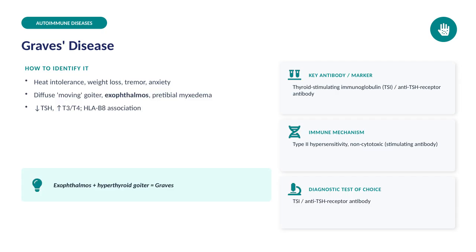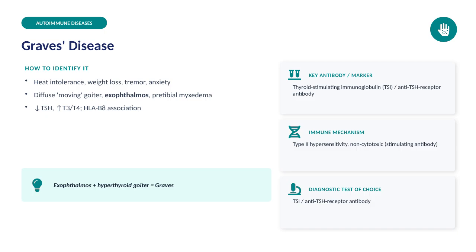Graves' disease typically presents with symptoms such as heat intolerance, unexplained weight loss, tremors, and anxiety. On examination, you might notice a diffuse goiter that feels like it's moving when swallowing, along with characteristic features like exophthalmos and pretibial myxedema. Lab tests usually show a low TSH level and elevated T3 and T4 levels. There's also a known genetic link with HLA-B8. The combination of exophthalmos and an enlarged thyroid gland with hyperthyroidism strongly points toward Graves' disease.